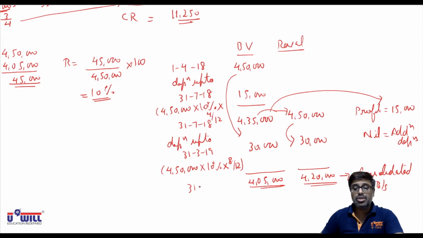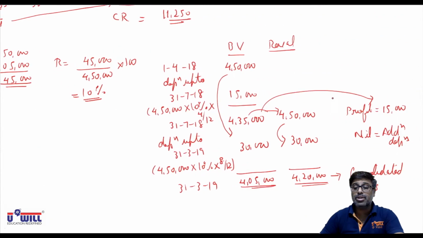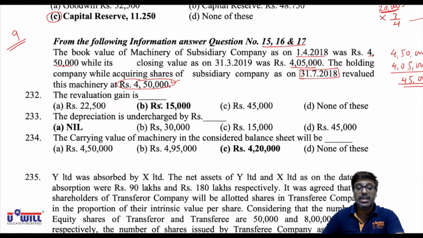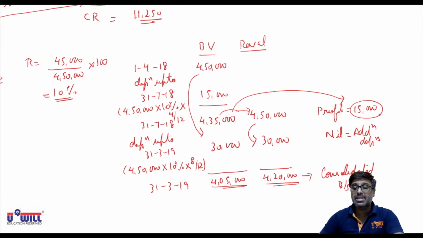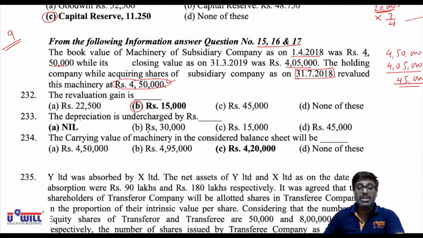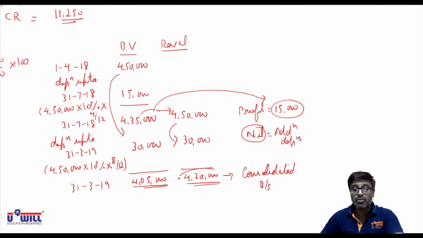So what questions are asked? Let us see now. The revaluation gain: what is the revaluation gain or profit? We discussed 15,000. The depreciation undercharged: the additional depreciation we discussed is nil, so depreciation is undercharged by nil. And the carrying value of machinery in the consolidated balance sheet: what value will we show?